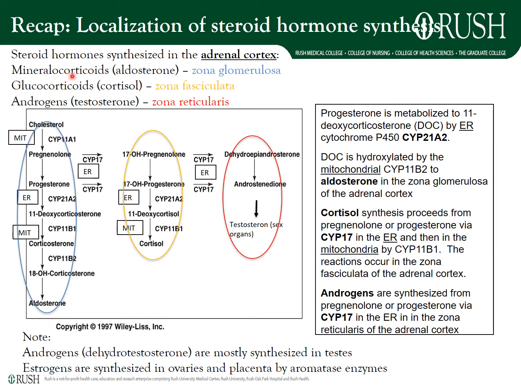So we went through that mineralocorticoids are synthesized in the zona glomerulosa. The glucocorticoids are synthesized, of course, from the first couple of steps after cholesterol in the zona fasciculata, and then androgens or testosterone are synthesized in the zona reticularis. Worth mentioning that these androgens are prehormones, and the final active male hormone is synthesized in the testes, and the estrogen, the female hormone, is synthesized in the ovaries and the placenta.